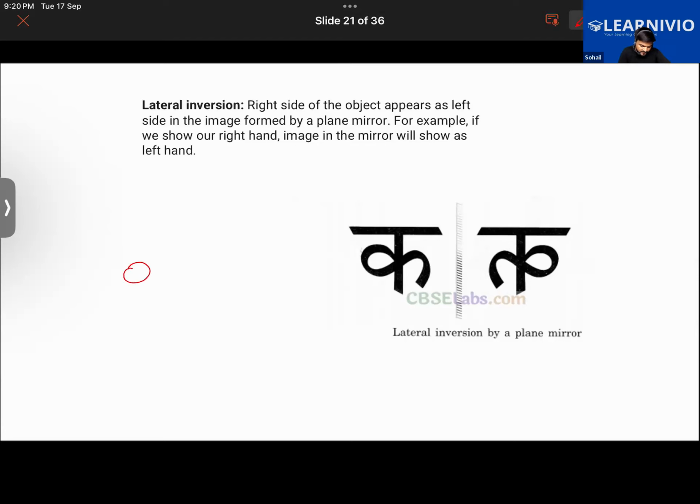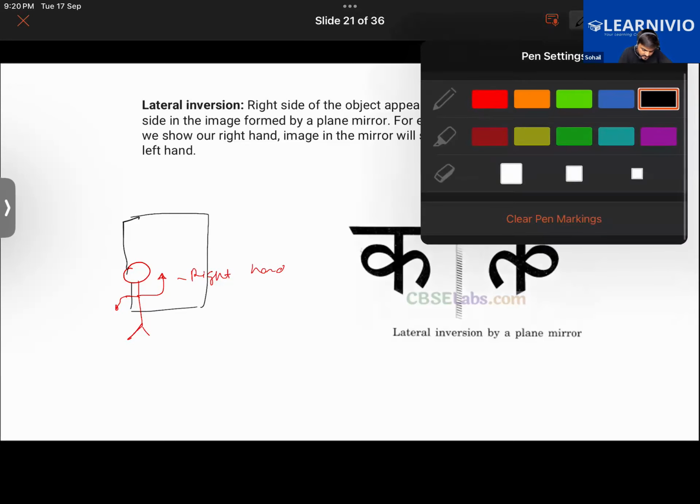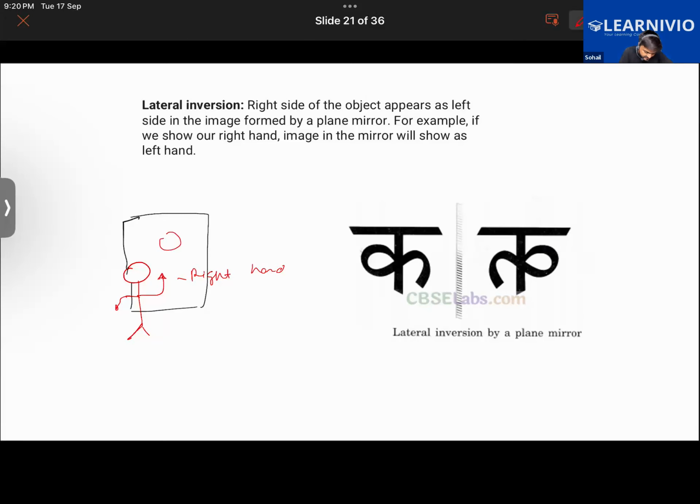Or if I am standing in front of a mirror and I have raised my right hand, let's say this is my right hand, and in front of me there's a mirror. So in the mirror, I will appear as if I have raised my left hand. Getting it?